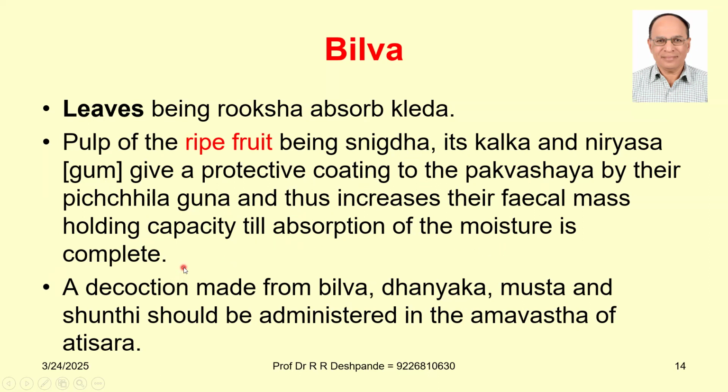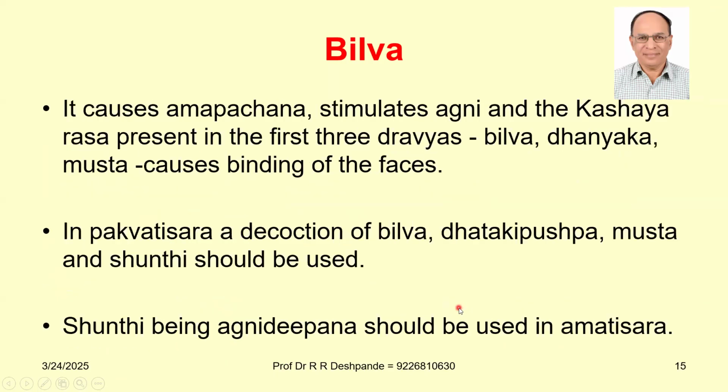Decoction of bilva leaves, made from bilva, dhanyaka, musta, that is Amapachak, musta or nagarmotha, and shunti should be administered in Amavastha of atisar. Whenever there is a fever, whenever there is a foul smell to the fecal matter. All these indicate fever, and the foul smell and stickiness to the fecal matter indicate the Amavastha, where you can use this decoction of bilva, dhanyaka, musta, and shunti.